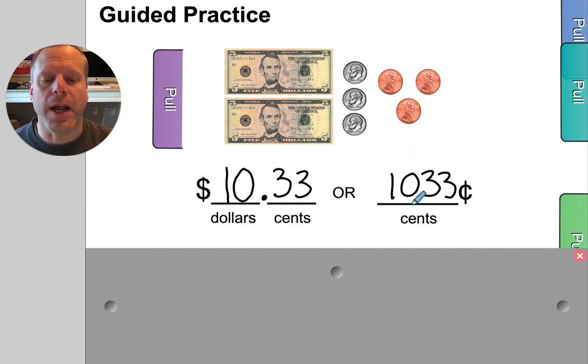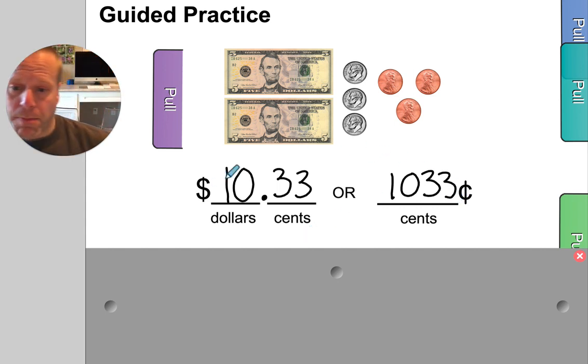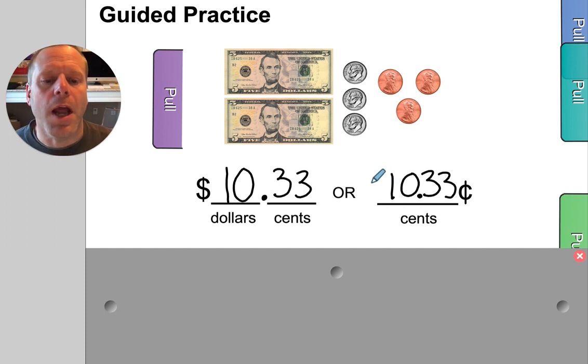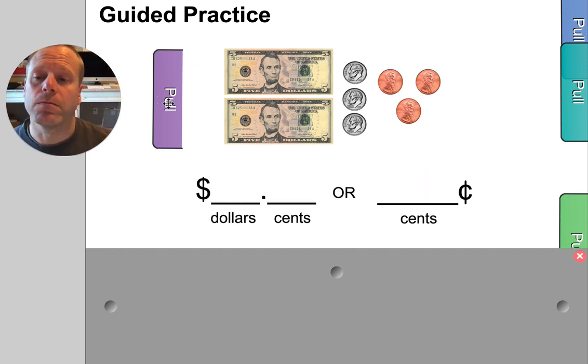So there I have my 1,033 cents, which is the same as $10.33. If I wanted to change it back, I would just have to put my decimal point in between and put my dollar sign in the front. Writing it both ways is the lesson today.